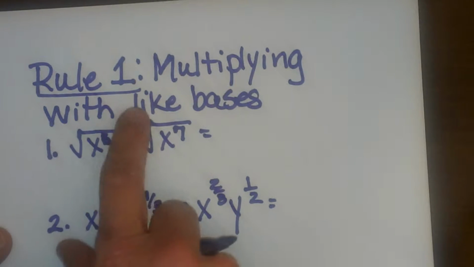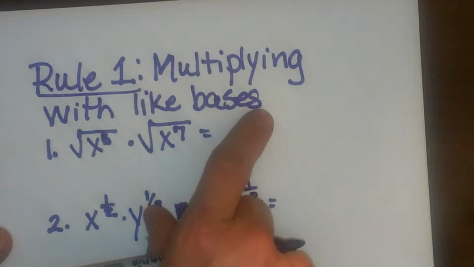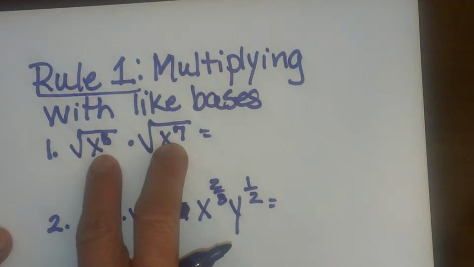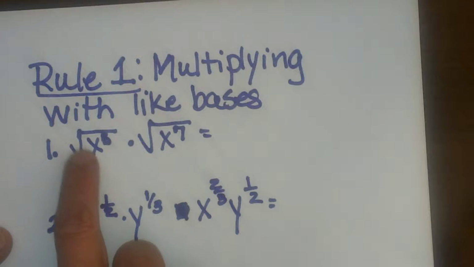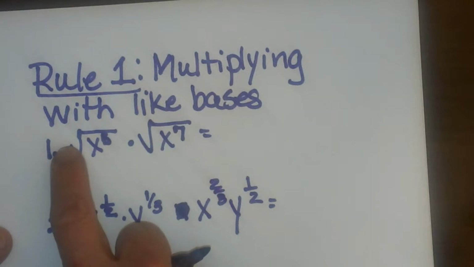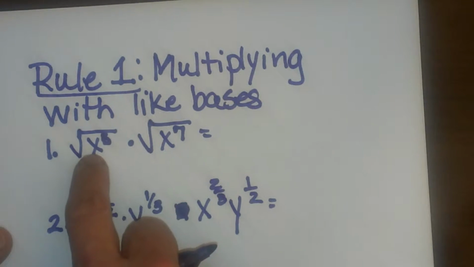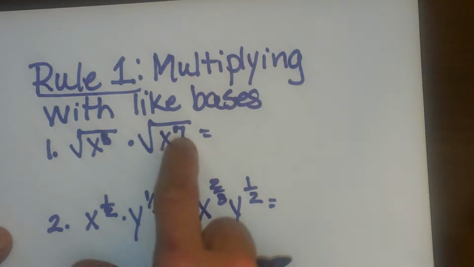Okay, the first one is rule 1, multiplying with like bases. So if you have two bases that are alike, so we have x's that are our bases, and we have the exponents, 5 and 7 that are in the square root. So we have the square root of x to the 5th times the square root of x to the 7th.